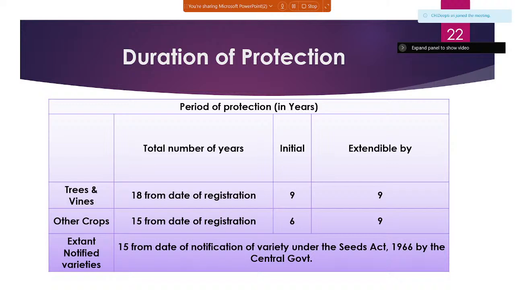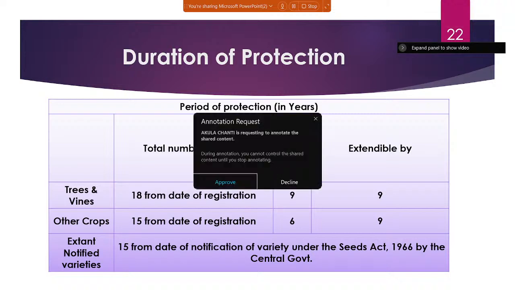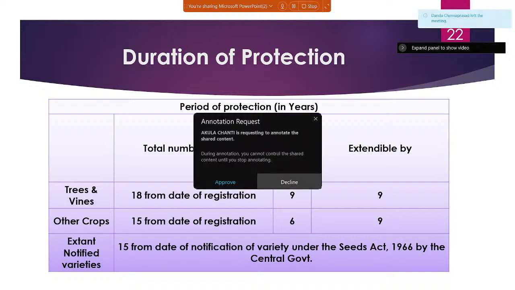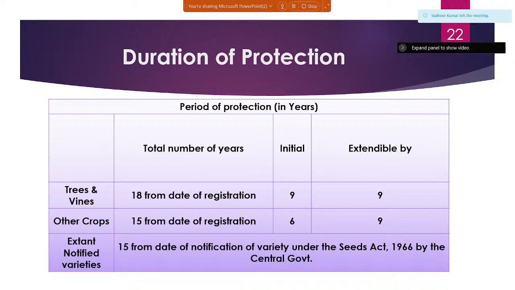Duration of protection: trees and vines, total 18 years. First it will be 9 years, and then you can extend it for another 9 years. Other crops, first 6 years, and then again you can extend it for the next 9 years. And extant notified varieties, 15 years from the date of notification of varieties under the Seeds Act 1966 by the central government. So these are the durations of the protection. The term of a patent is 20 years from the date of filing or priority. So this is 18 years for trees or vines.